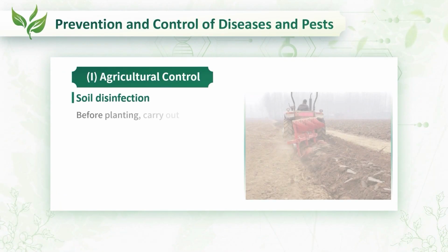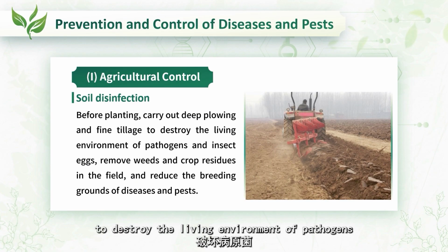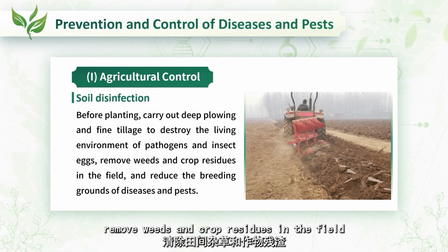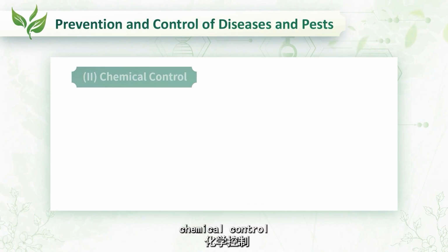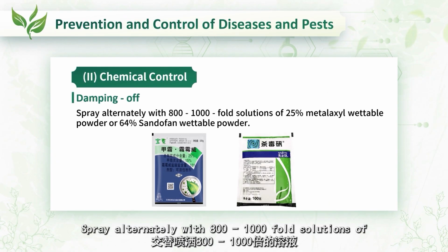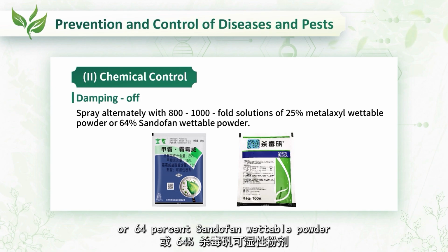Soil disinfection. Before planting, carry out deep plowing and fine tillage to destroy the living environment of pathogens and insect eggs. Remove weeds and crop residues in the field and reduce the breeding grounds of diseases and pests. 2. Chemical control. Damping off. Spray alternately with 800 to 1000 fold solutions of 25% metalaxyl wettable powder or 64% wettable powder.